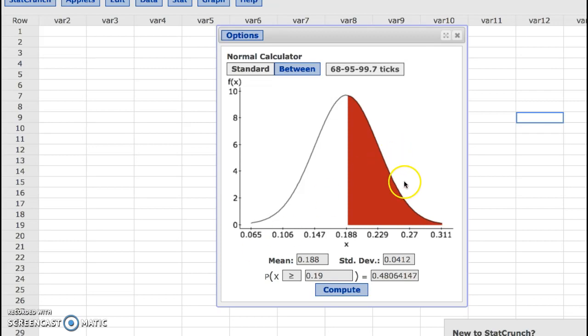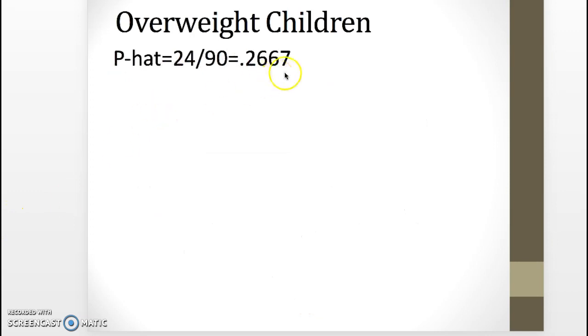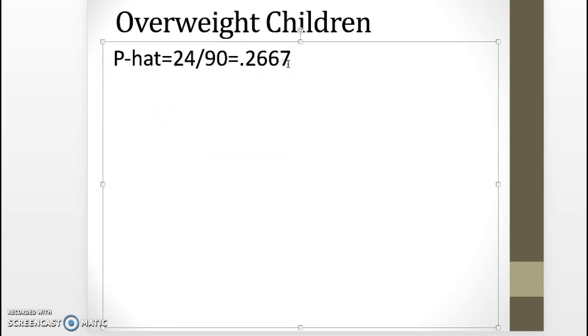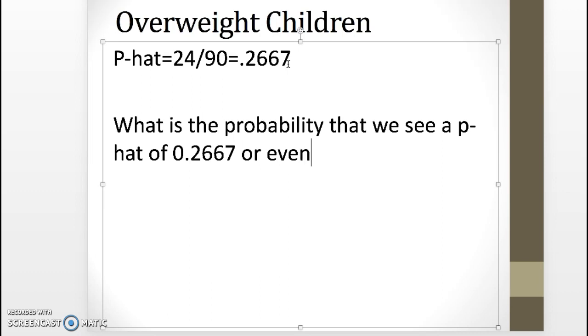So we have to find some way to translate a single p-hat into shading that's either above or below. So we sort of have to tweak what we're saying in this example. And what we really want to know is, what is the probability that we see a p-hat of 0.2667 or even higher? Sometimes your book will say, or even more extreme.